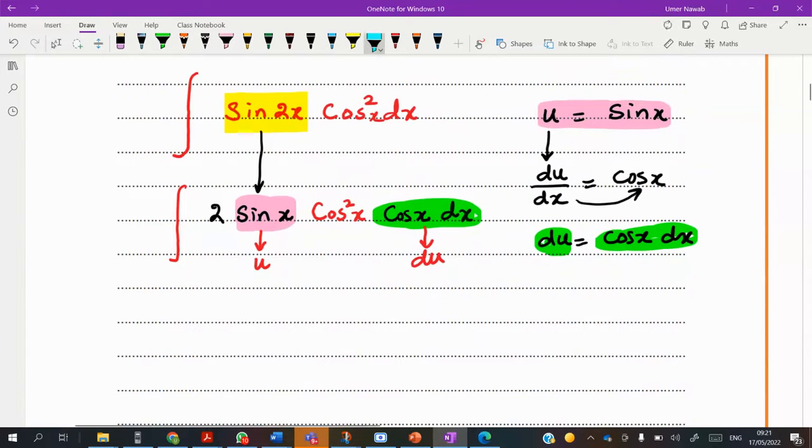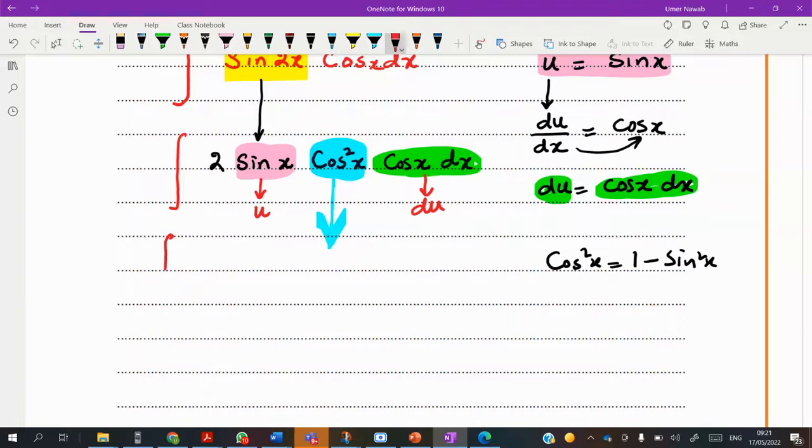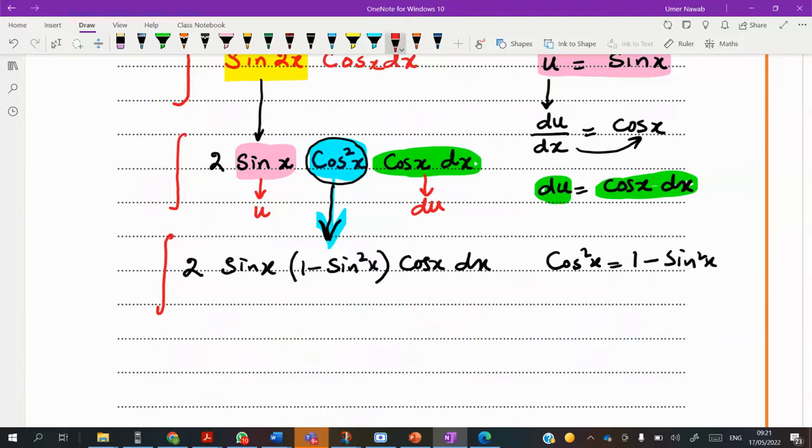What to do with this cosine square of x? My friends, I need to use the Pythagorean identity that cosine square of x is equal to 1 minus sine square of x. So in my next stage, before substitution, I copy the 2 as it is, I copy the sine x as it is. Now instead of this cosine square of x, I'm going to write 1 minus sine square of x. And I keep the cosine of x as it is and dx. Done. This is my u, and sine x is also u. So now everything can be easily converted.